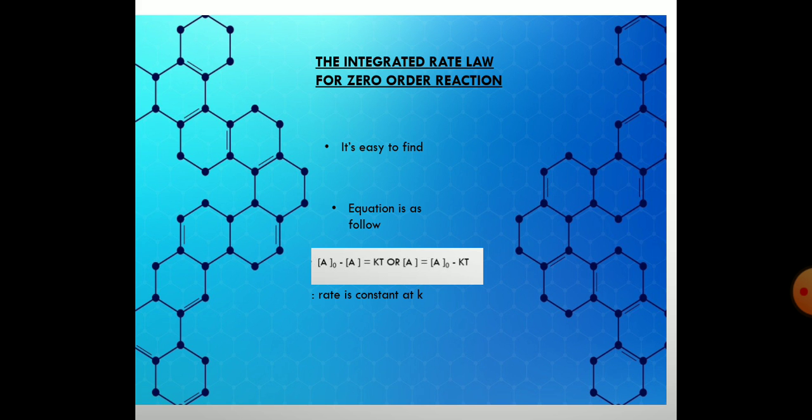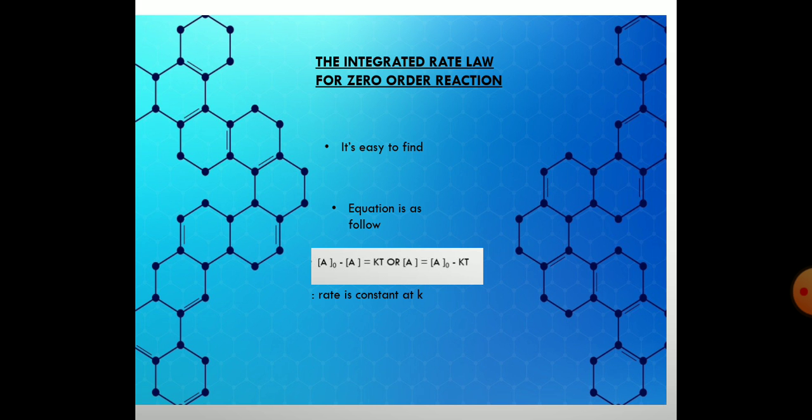The integrated rate law for a zero order reaction. The integrated rate law for a zero order reaction is easy to find because the rate is constant at k. The difference in concentration of a reactant from its initial value is proportional to the time for which the reaction is in progress, and we can write it as: initial concentration of A minus molar concentration of A is equal to k times t.